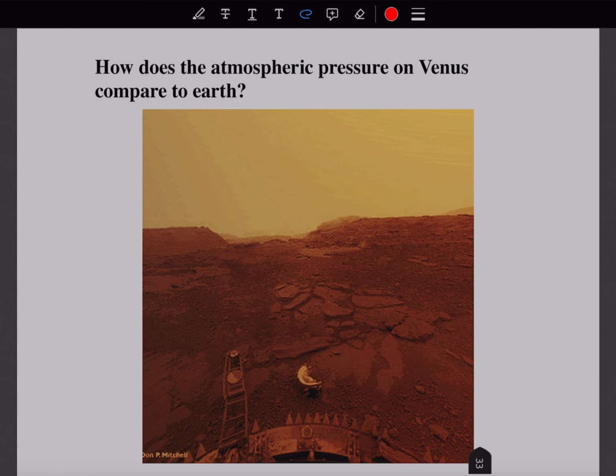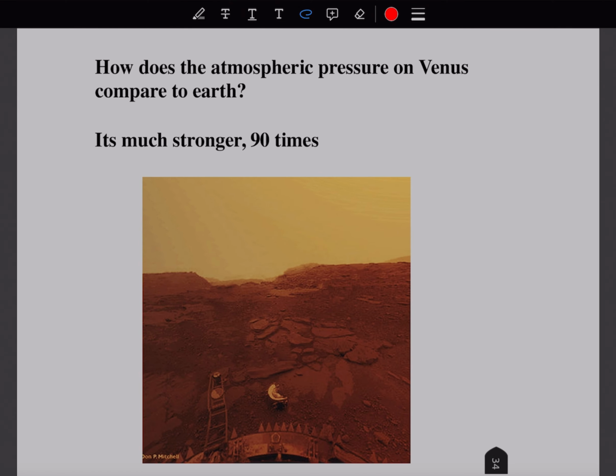All right, how does the atmospheric pressure on Venus compare to Earth? So Venus's atmosphere is much thicker, so it's going to have higher surface pressure, so 90 times the surface pressure of Earth.